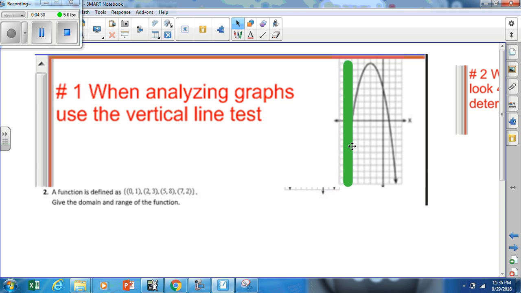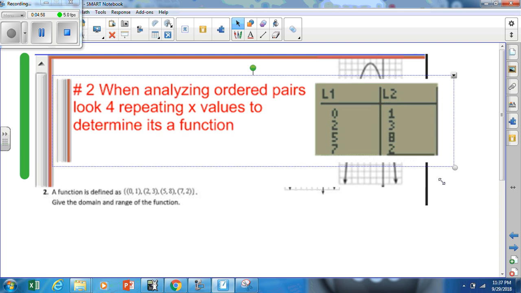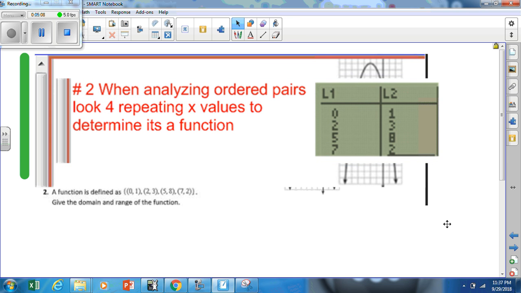Question 2. A function is defined as (0, 1), (2, 3), (5, 8), (7, 2). Give the domain and range of the function. Well, that's not hard because we've done this before. When analyzing ordered pairs, look for repeating x values to determine if it's a function. Not only can I tell you that the domain is the set of values 0, 2, 5, 7, and the range is the set of values 1, 3, 8, 2, I can also tell you that this is a function because I don't see any repeating x values. That's a bonus because we weren't asked that question, but we're already there, so we might as well look at it.